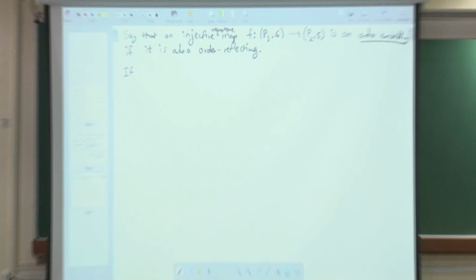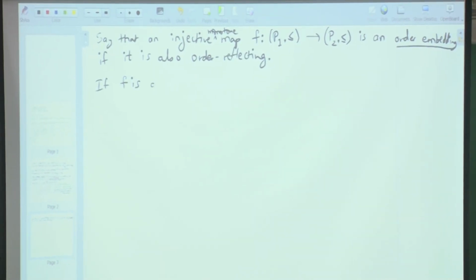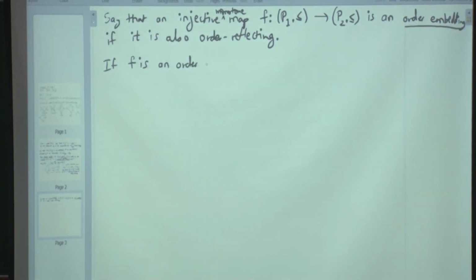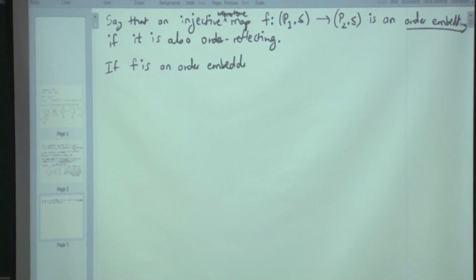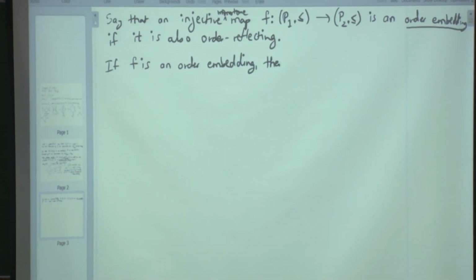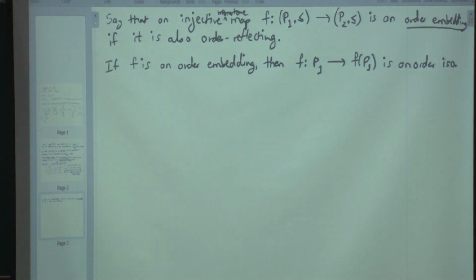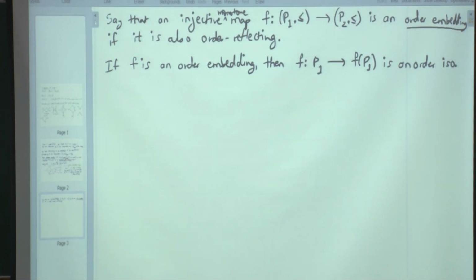Okay, so if F is an order embedding, then F from P1 to F of P1 is an order isomorphism. Okay. Any questions so far?